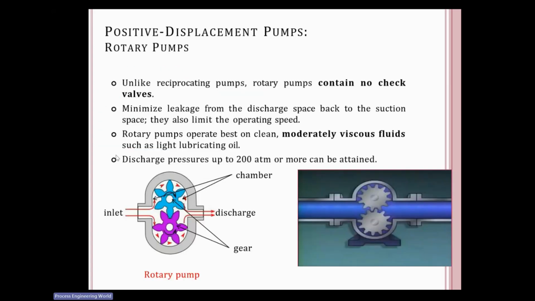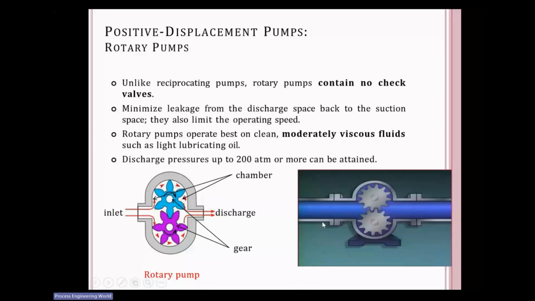So now what we are talking about is rotary pump. Unlike any other reciprocating pumps, rotary pumps contain no check valves. Means you are not having any check valves. It is completely filled. Check valves are used where we don't want a reverse flow, where you want only one-sided flow. But if you are having rotary pumps, there is no need of check valves.